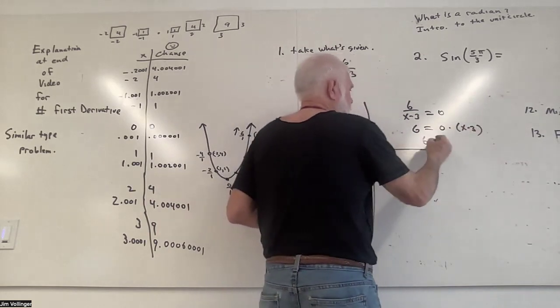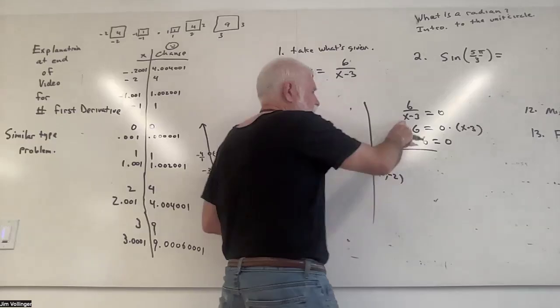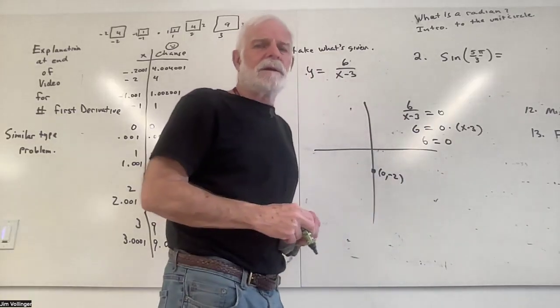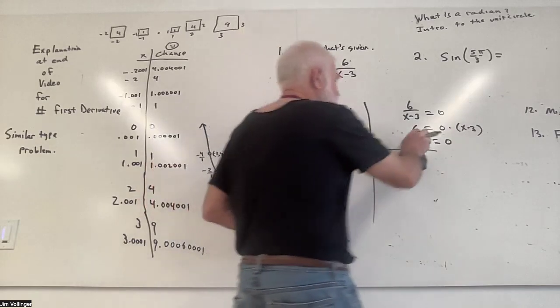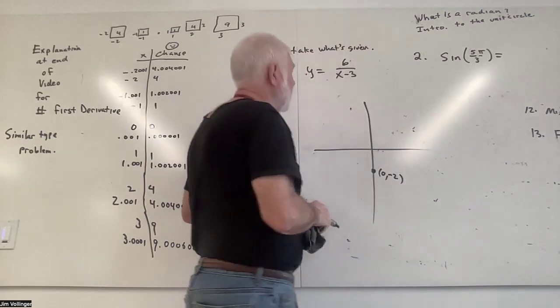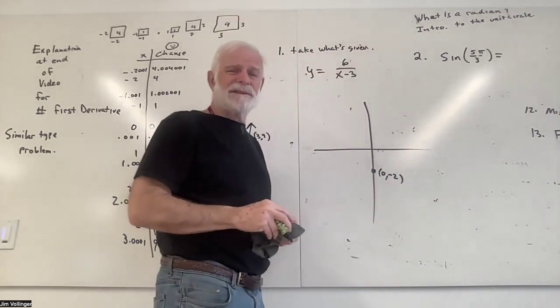And that means 6 is equal to 0, because division becomes multiplication, and 6 equals 0. Okay, I didn't know that. I guess this doesn't have an x-intercept. No, I guess maybe I could spot that more easily next time.